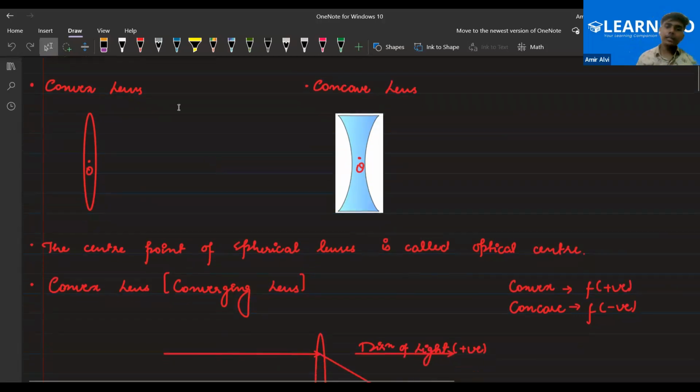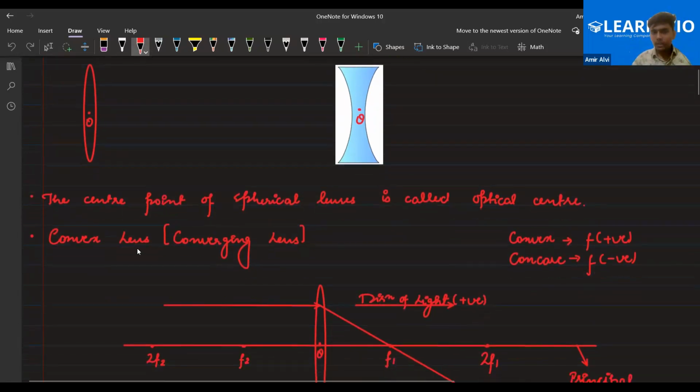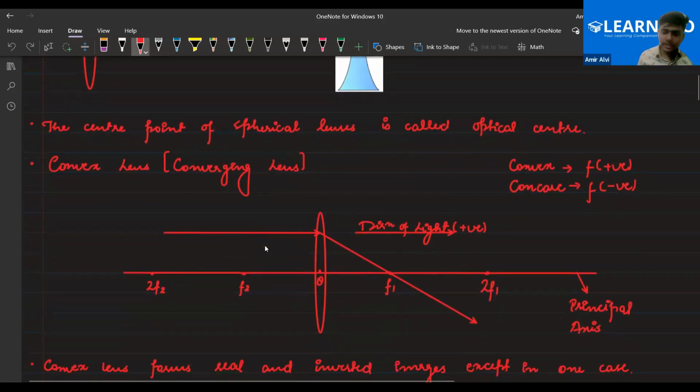Sure. Now let's understand the basic things, because we have almost more than 20 minutes. So the center point of a spherical lens is called the optical center, right? And this is the convex lens. So the convex lens is a converging lens.